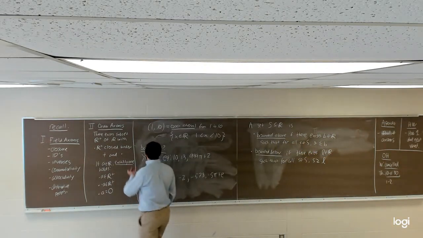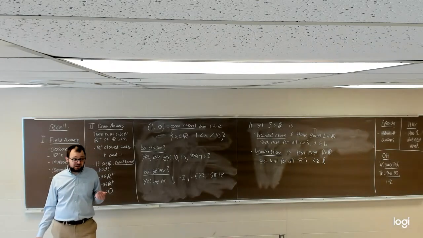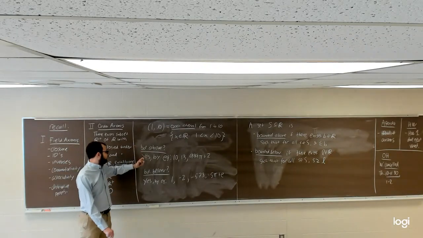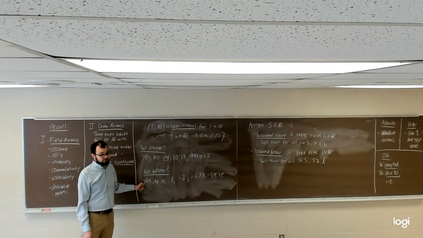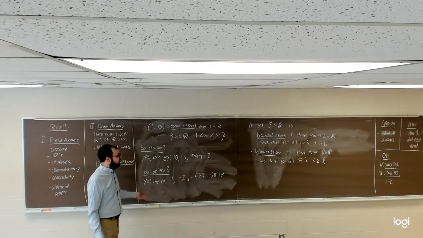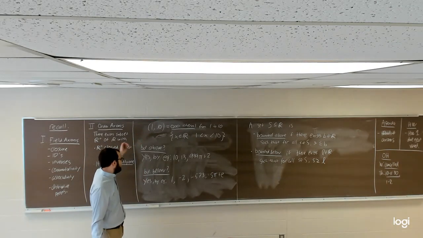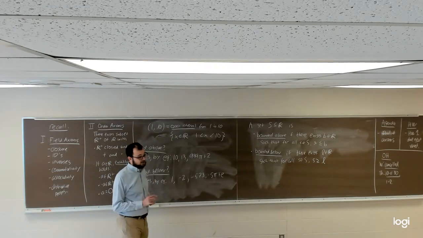So I would say that this open interval from 1 to 10 is both bounded above and bounded below, because you can find real numbers that are greater than everything in this set, and you can find real numbers that are less than everything in this set.